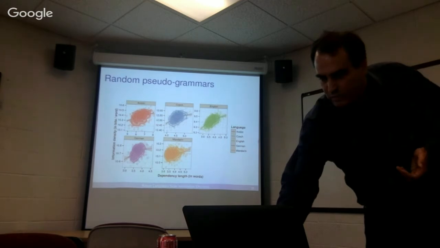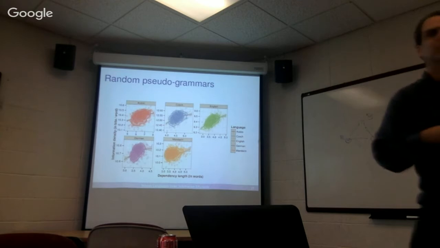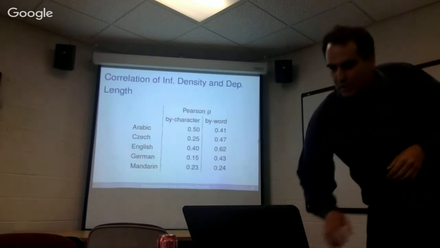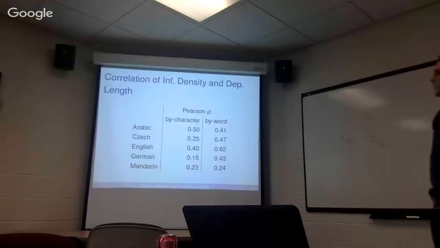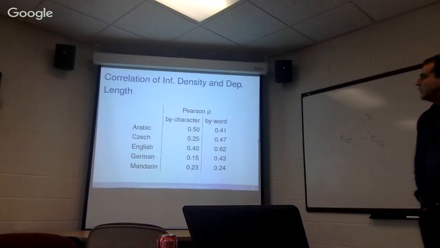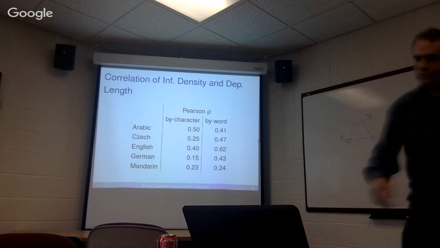Okay, and this is just per word rather than per character. It doesn't really make much difference whether you do per word or per character. And I said they were correlated, so this is the coefficients of correlation. As you can see, they're correlated, but not that tightly.